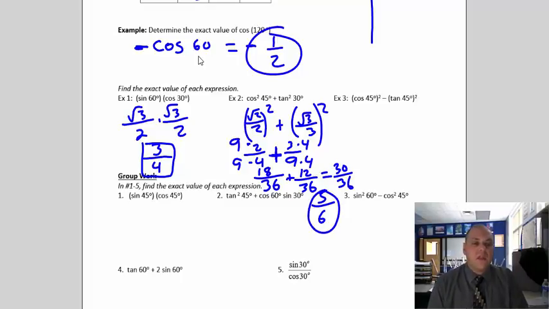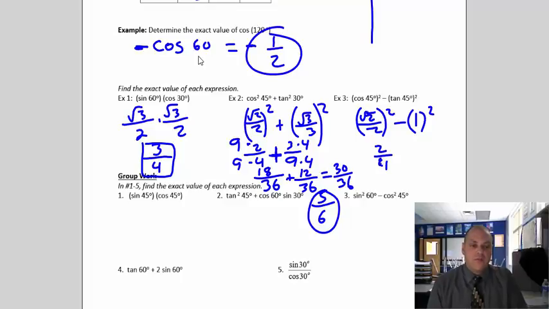5 over 6. And then this one here is radical 2 over 2 squared minus, and then tangent of 45 is 1 squared. So this is going to be 2 over 4 minus 1 over 1. 2 over 4 minus 1 over 1, we got to go times 4. 2 minus 4 is negative 2 over 4. So that's going to be negative 1/2.